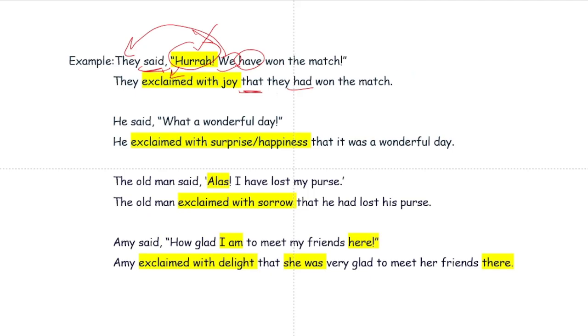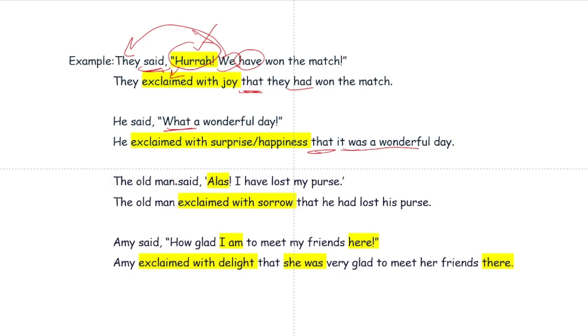Let's take another example. He said, what a wonderful day. He exclaimed with surprise. What expresses surprise. He exclaimed with surprise or happiness that it was a wonderful day. Now, what a wonderful day is in present tense, so it will change into past. It was a wonderful day.